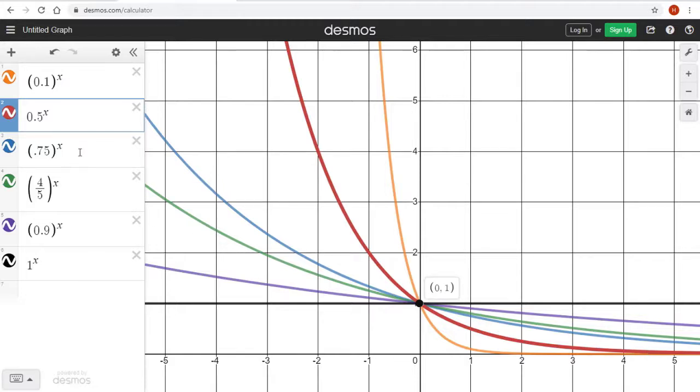But then that becomes less obvious with these blue and green graphs. For example, this green graph, we can still see some quick fall, but as the graph goes past the point 0, 1, then the fall becomes really slow or almost flat, to the right-hand side of the y-axis. Then 0.9 right here is so close to a horizontal line, and then when it comes to 1 to the x, it's completely flat. We don't even notice any change or any fall at all.